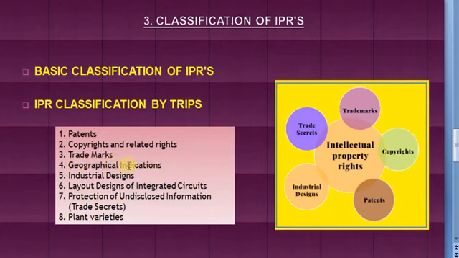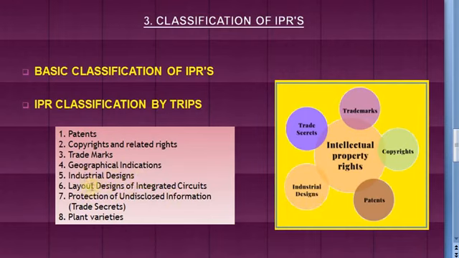So next is industrial design. The industrial design protection allows its owner rights over ornamental shapes and designs. So for example, a new shape of a car or a new shape of a soft drink bottle. So these are examples of industrial designs.